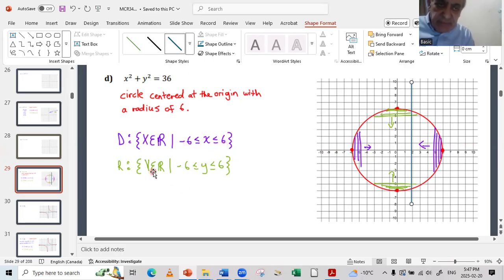What about the y? The range of the y is the same. If you see, the y is vertical. Here, the y is vertical. So if you look at this, y also belongs to the real numbers, but y here also lies in between -6 and +6 as well.